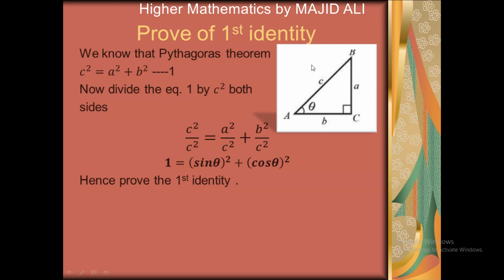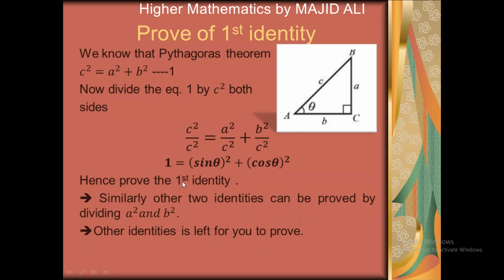And b over c, see here, b over c is equal to cos theta, that is base over hypotenuse or adjacent over hypotenuse, which is equal to cos theta. So here is the square, so cos square theta. This is the proof of the first identity.